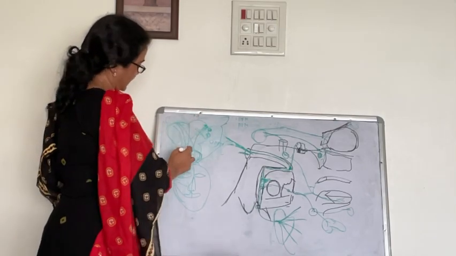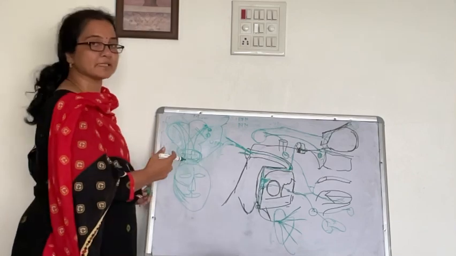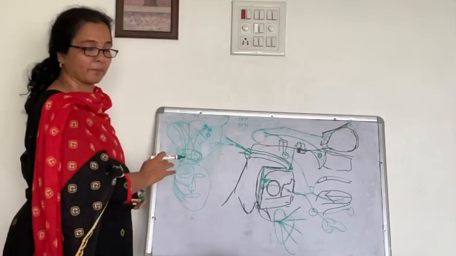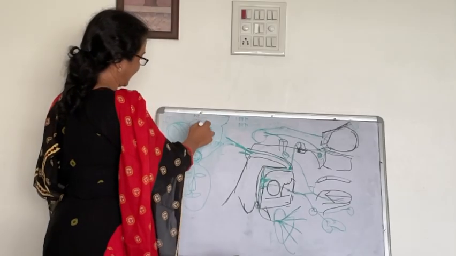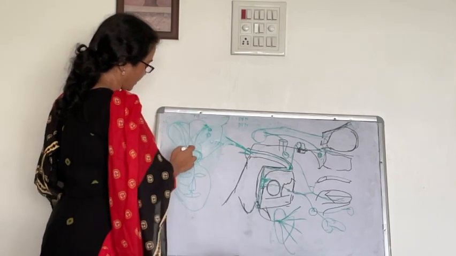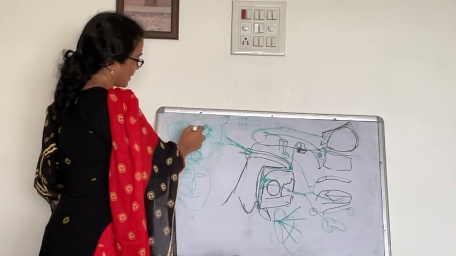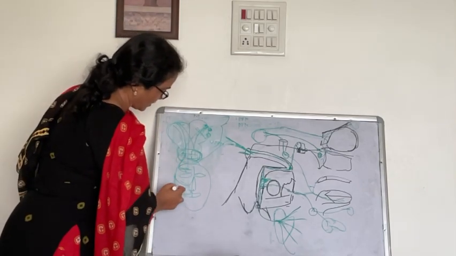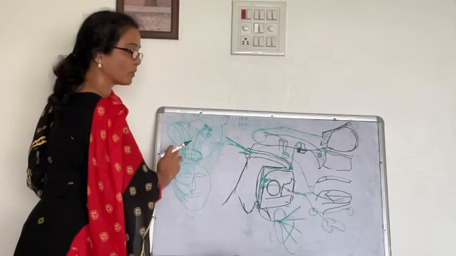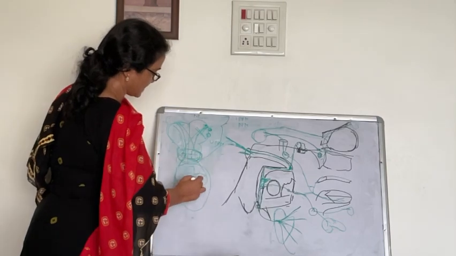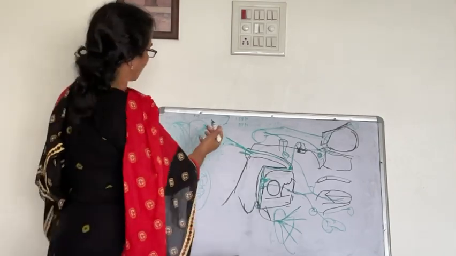So when there is an upper motor neuron lesion, there is paralysis of the lower part of the face, but the upper part of the face escapes, that is, the forehead wrinkles will be present in upper motor neuron paralysis, and there will be a contralateral paralysis of the lower face. So this is the upper motor neuron lesion.